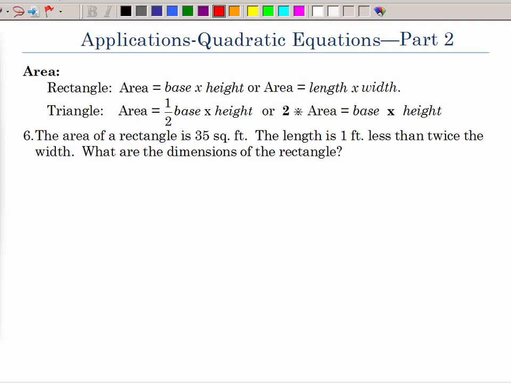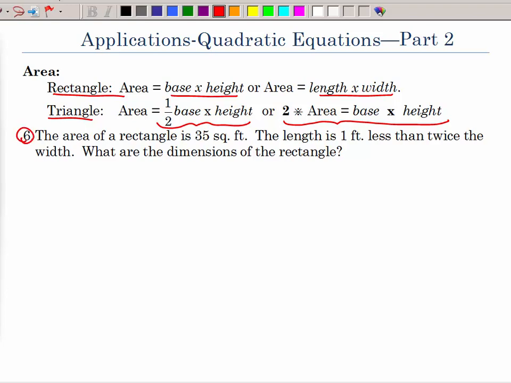In part 2 of this video, we're going to continue looking at applications of quadratic equations. We're going to look at rectangles and triangles, so we're going to visit those formulas that we learned in high school probably, that we know that the area of a rectangle is base times height, or length times width. And we also know that the area of a triangle is 1/2 base times the height, but I'm going to introduce a little different version of that and make it 2 times the area equals base times height. But let's hold on to that.